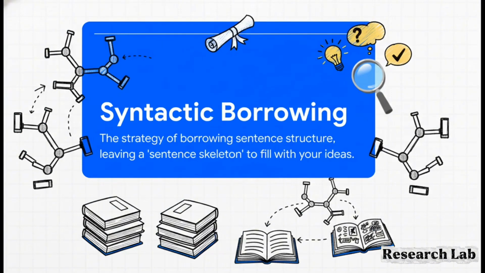Okay, so it has a fancy name. It's called syntactic borrowing. And this isn't some random hack. It's a recognized academic strategy. The idea is so simple. You find a well-written sentence in another paper, you take out the specific content, and what you're left with is a sentence skeleton, a perfect template to build your own arguments on.